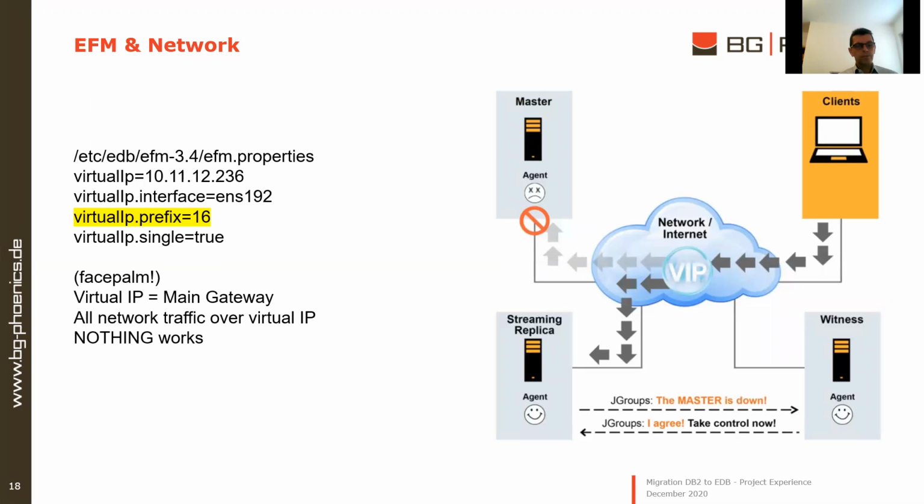This is a short overview about the communication in the EFM cluster setup. The picture on the right side shows the principal default. You have a master database, a streaming replica standby, and a witness, that's the observer node for the primary and standby communication. And you have a client that will connect to this via a virtual IP.